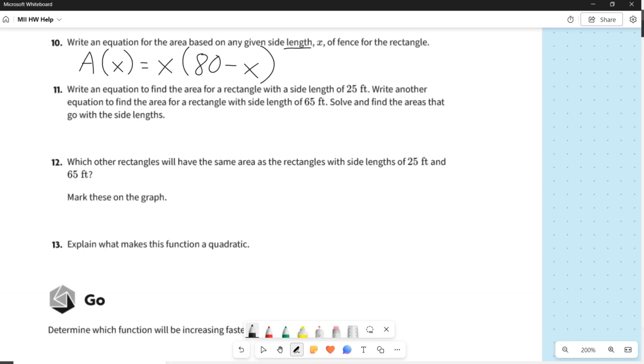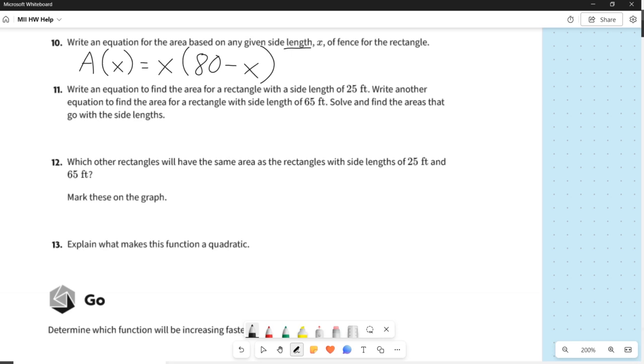Whatever our length is, we can take 80 and subtract our length, and that is our width. So if our length is 10, our width is going to be 80 minus 10, which is 70. If our length is 60, then our width is going to be 80 minus 60, which is 20. If our length is 16.4, then our width is going to be 80 minus 16.4, which is 63.6, I want to say. Something like that. But anyway, you get the point, right? So our length is x, our width is 80 minus x.